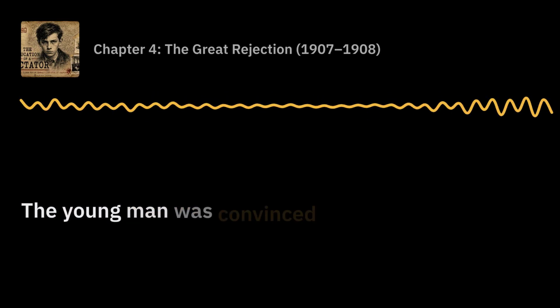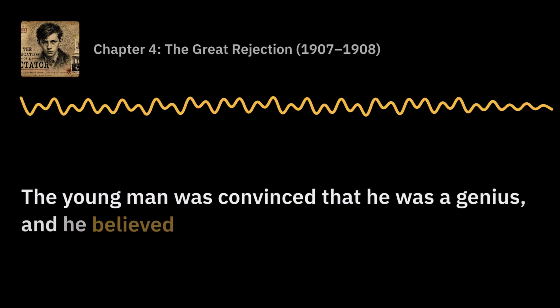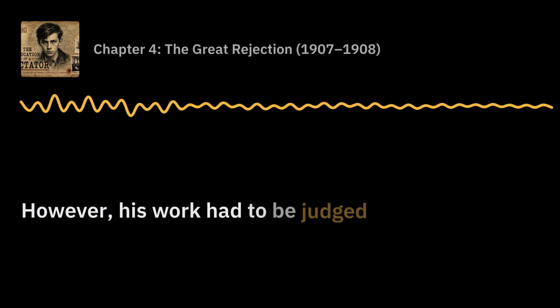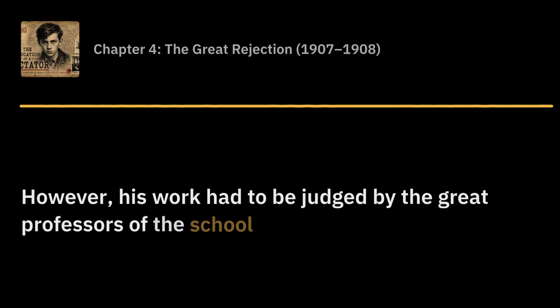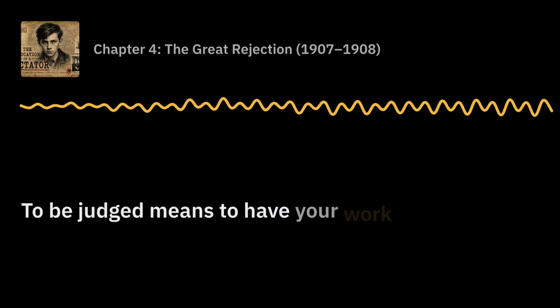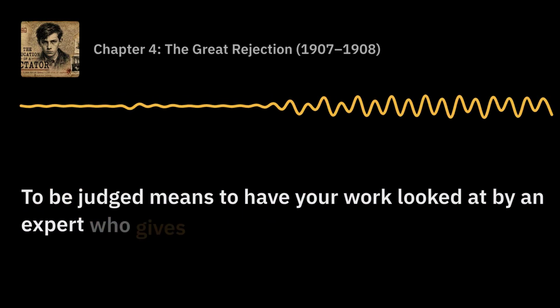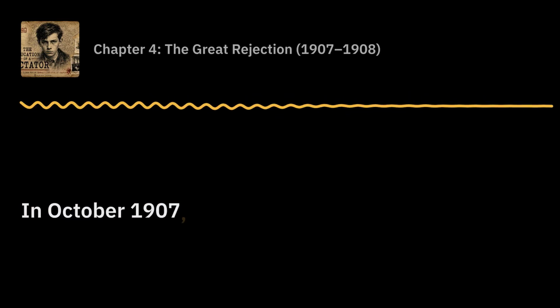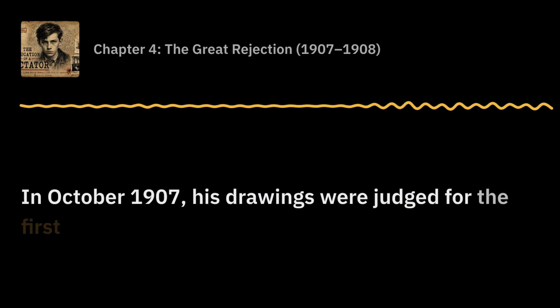The young man was convinced that he was a genius, and he believed that getting into the Academy of Fine Arts would be child's play. However, his work had to be judged by the great professors of the school. To be judged means to have your work looked at by an expert who gives a formal opinion on its quality. In October 1907, his drawings were judged for the first time.